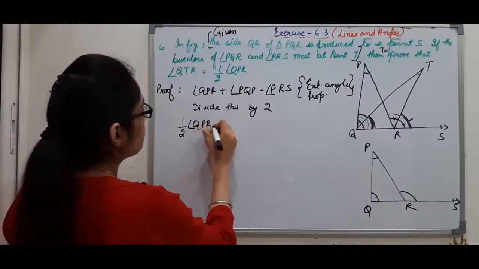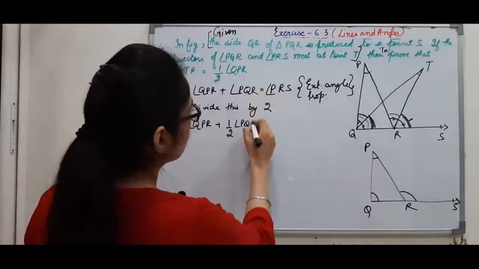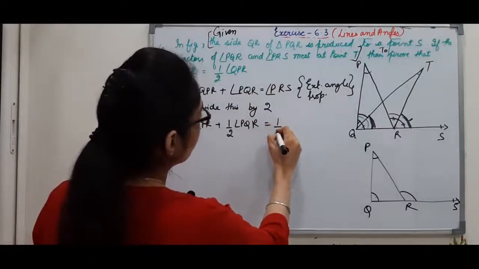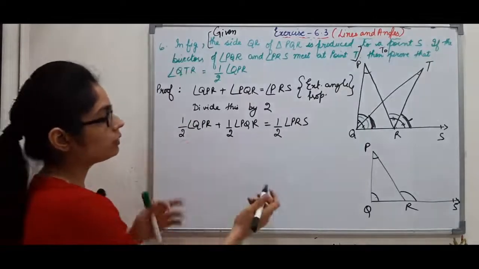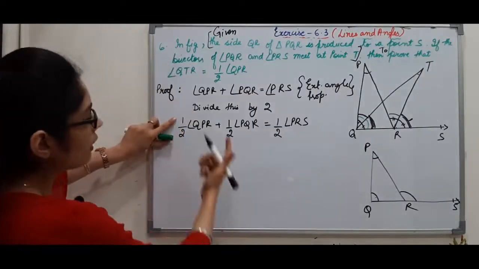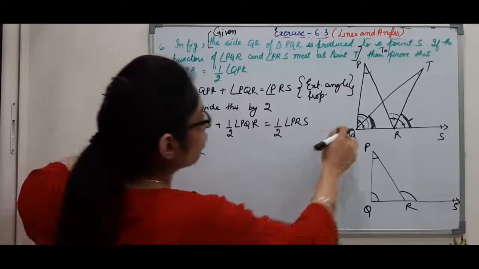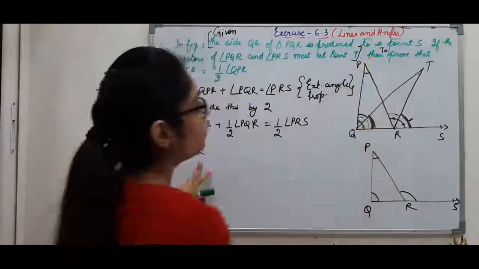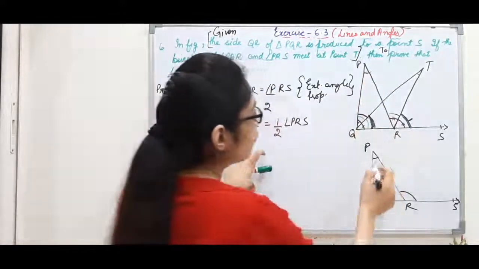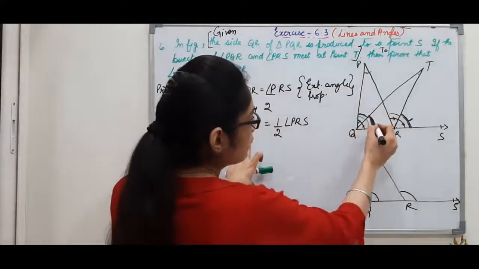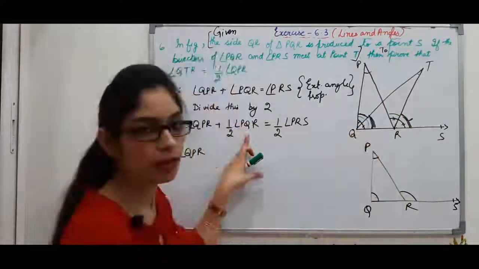So half angle QPR plus half angle PQR is equal to half angle PRS, because bisectors are given to us, that's why we are using this. Now half of angle QPR, we can mention as it is, because QPR is this angle and no bisector is there. Now half of angle PQR: this angle and this angle are equal to each other, because QT is the bisector of this angle, it's already given to us.